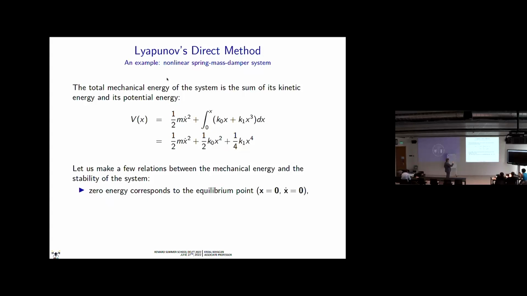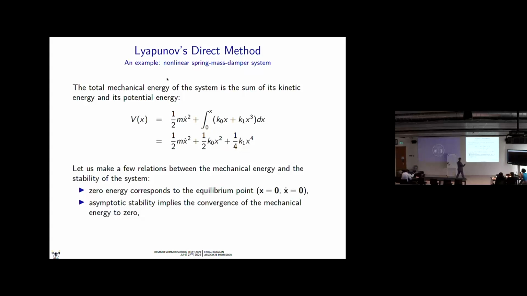Zero energy is the equilibrium point, where both the position and the velocity are equal to 0. So this is your equilibrium point, where the mass is stationary in the beginning. So this is your 0 point, right? And asymptotic stability implies the convergence of the mechanical energy to 0.